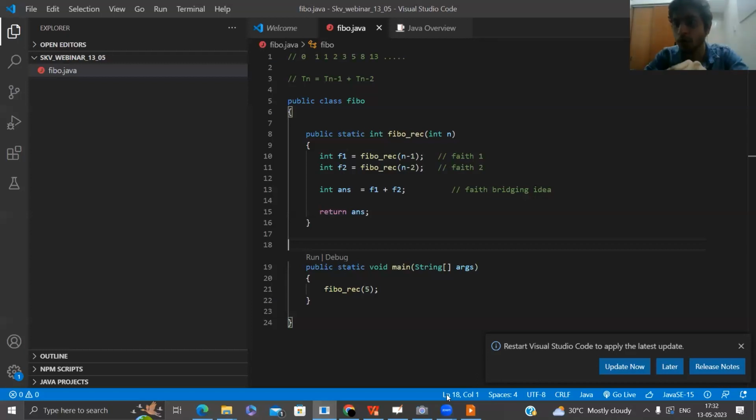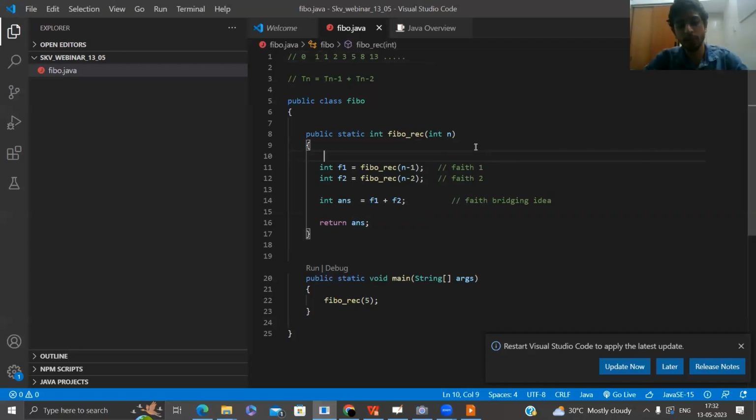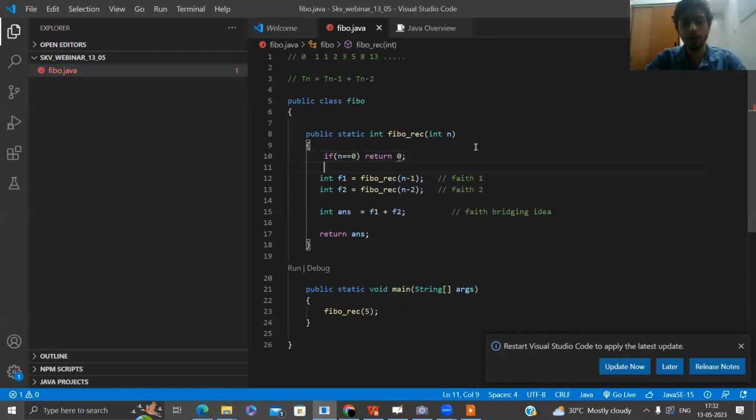Whenever you write a recursive code, you always incorporate a base case, right? So your base case here is the assumption that we started off with, that the zeroth Fibonacci is 0 and the first Fibonacci is 1, right? So here, let me put the base case that your zeroth Fibonacci is 0. So we are returning 0, and the first Fibonacci is 1, right? So this is the base case.